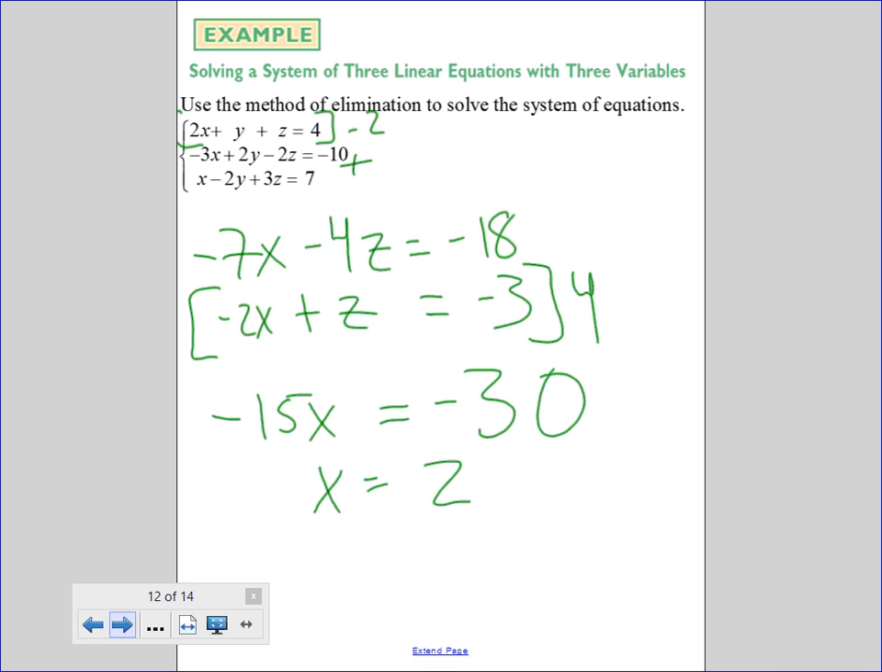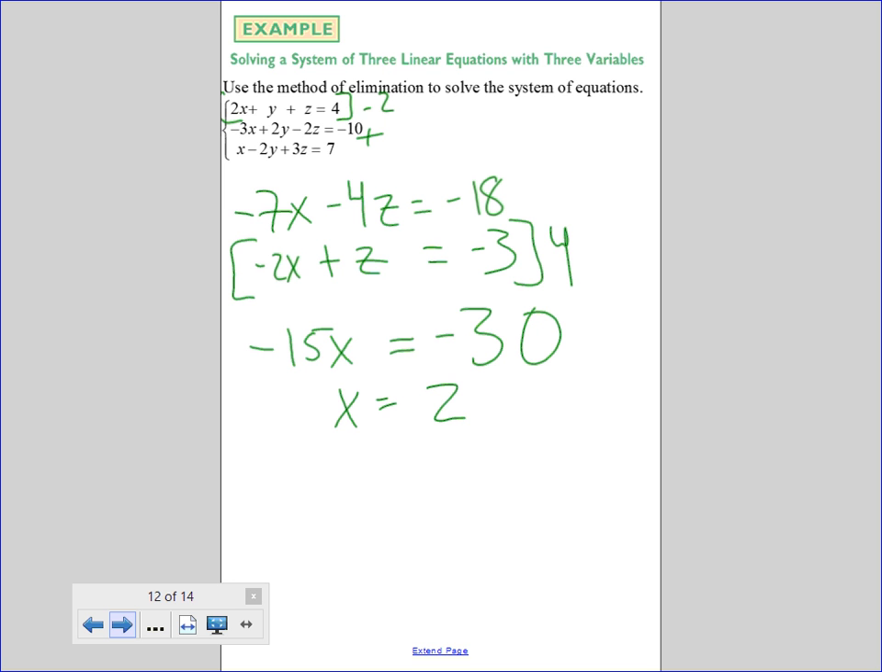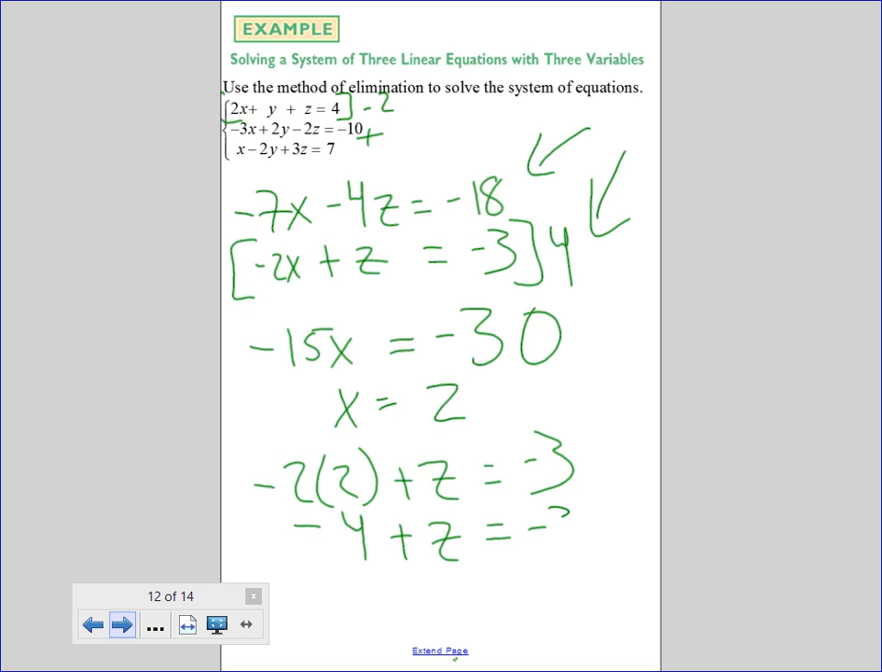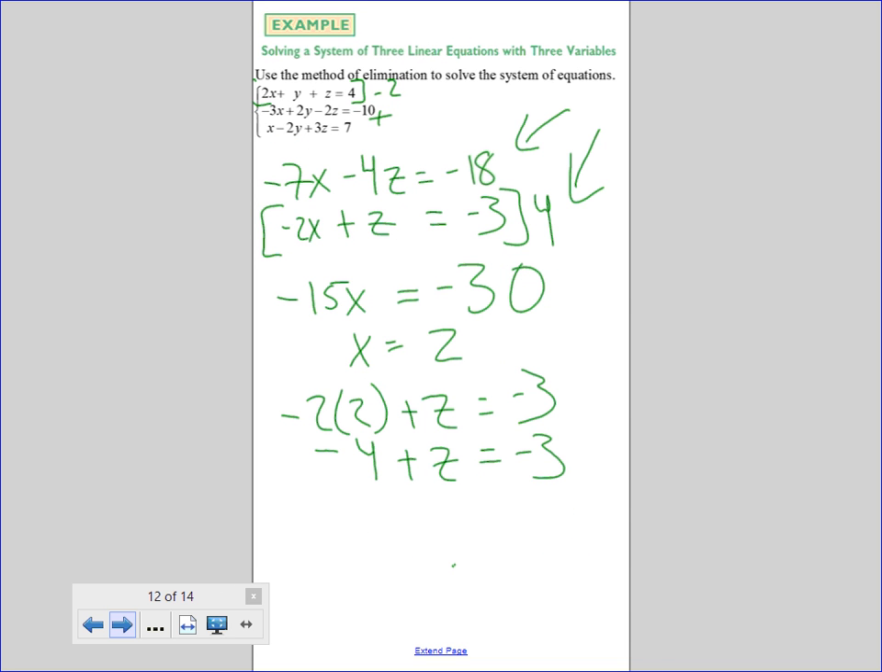All right. Now that I know that x equals 2, I can go ahead and plug it into either one, my top equation or either this one or this one, all right, and solve for z. So I'll plug it into the bottom one. It's negative 2 times 2 plus z equals negative 3. All right. So I get that negative 4 plus z is equal to negative 3. All right. Well, if I add 4 to both sides, I'll get that z is equal to 1, and now I've solved for z. All right.